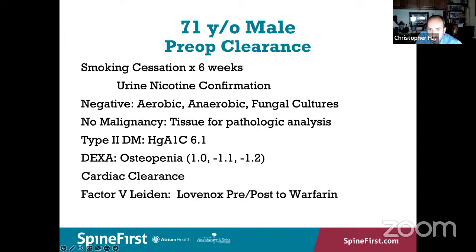When he returned, he did successfully quit smoking. His urine nicotine confirmation was negative. The culture was negative. There was no aerobic, anaerobic, or fungal culture growth. We did ask for a prolonged culture to rule out any indolent organisms, and that did not return any positive culture. And the tissue that was sent did not demonstrate any malignancy or benign lesion. His hemoglobin A1C was consistent with decent blood glucose control. And his DEXA scan was consistent with mild osteopenia. He was able to obtain cardiac clearance, and his factor V Leiden plan was to put him on Lovenox postoperatively and then transition him back to warfarin.